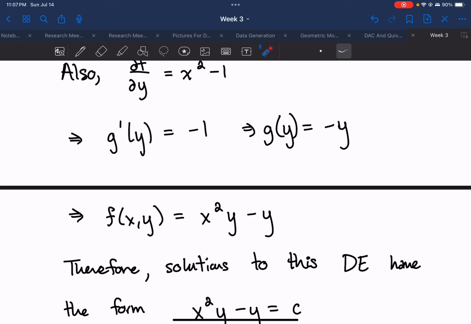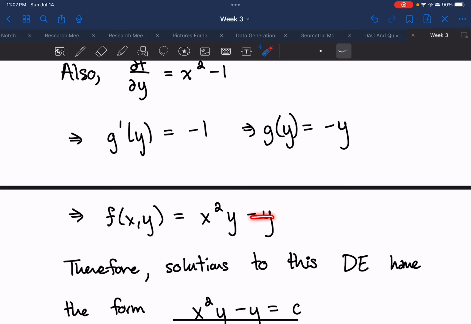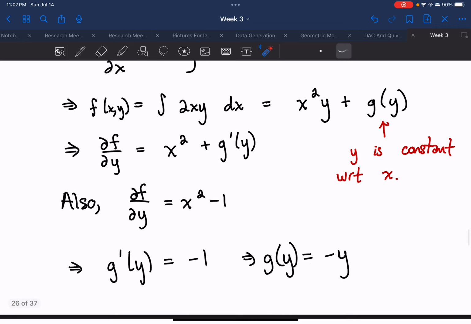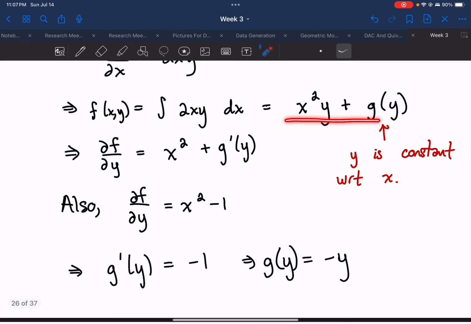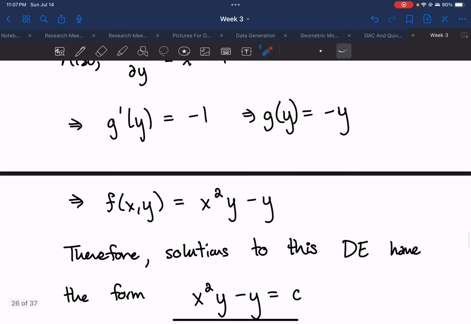Pardon me. So f of xy equals x squared y minus y, right? Because f of xy was supposed to be x squared y plus g of y, and I was looking for this constant, and I found it down here at the bottom. And so when I plug that in, I get this.